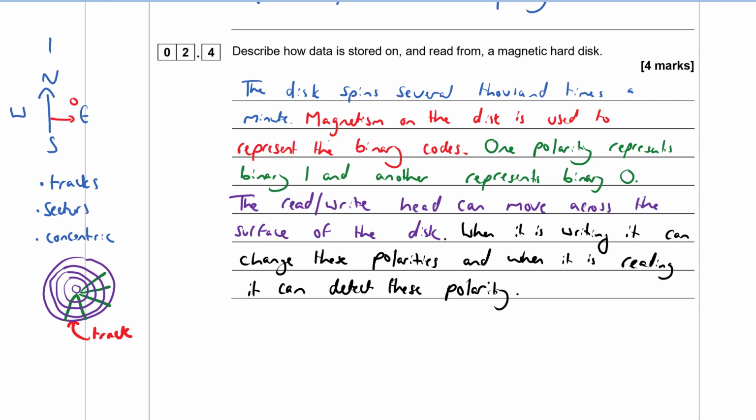What I've written here would be more than sufficient. Although I realise I've made a typo at the end, not doing the correct word for plural of polarities. So polarity is just another word to describe the magnetic orientation.